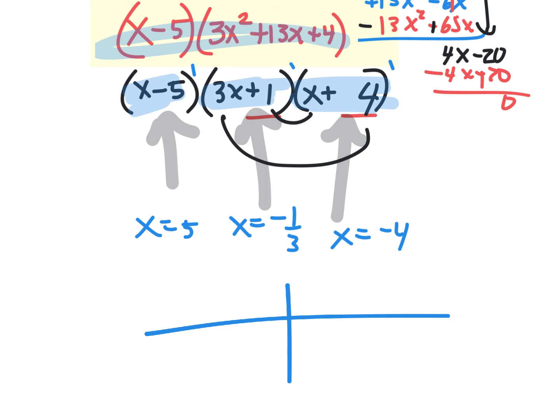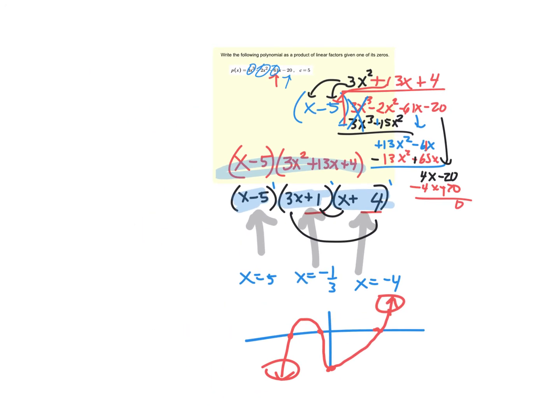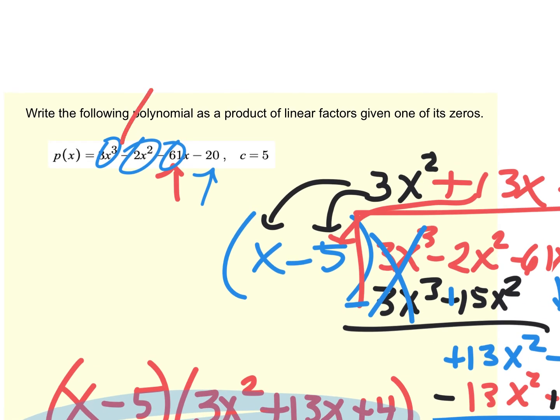Negative 20 y-intercept goes through 5, negative 4, and negative 1/3. It was positive in the front, so it's going up here, and they're all cut throughs. And then I got to make sure it was odd because they're going opposite directions, and it was odd. Sweet.